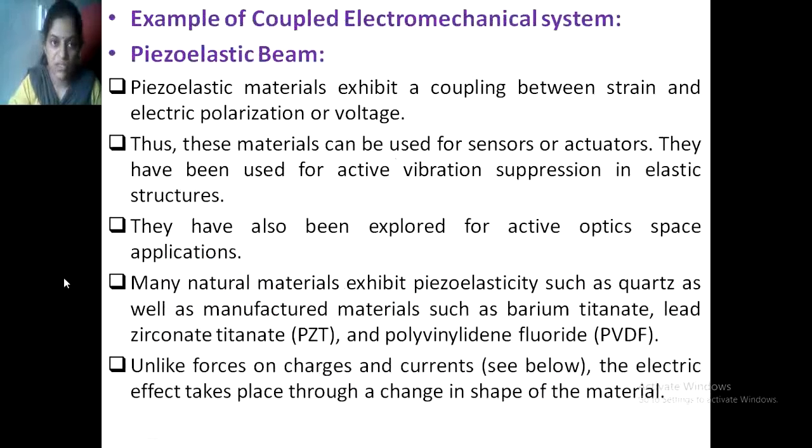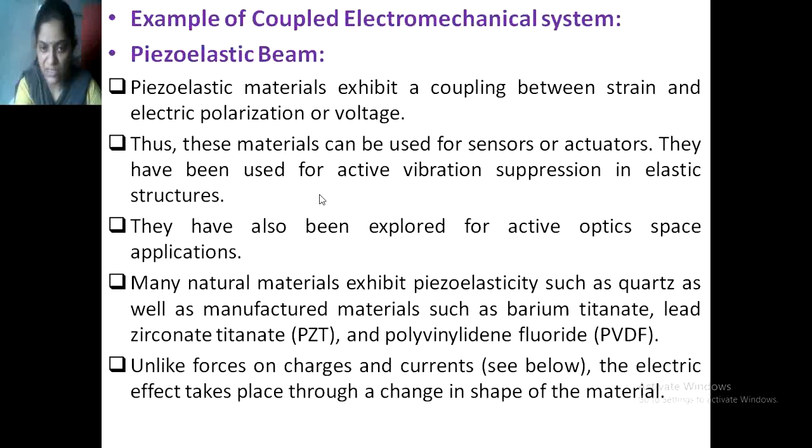Okay. So here we have taken one example of a piezoelastic beam, which is a coupled electromechanical system. Piezoelastic material exhibits a coupling between strain and electric polarization or voltage. Thus these materials can be used for sensors or actuators. They have been used for active vibration suppression in elastic structures. They have also been explored for active optic space applications.